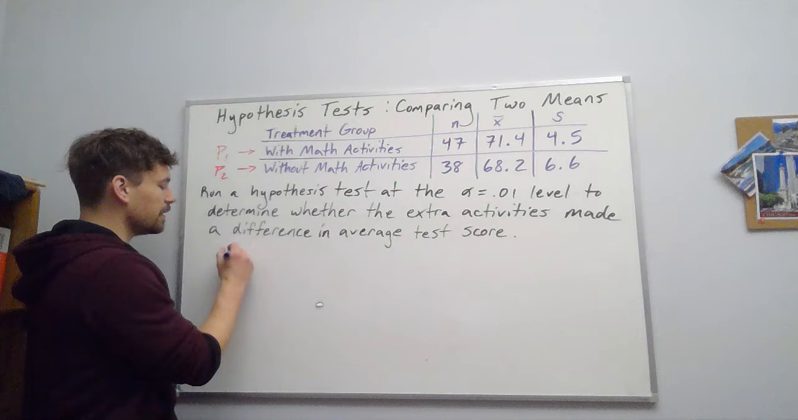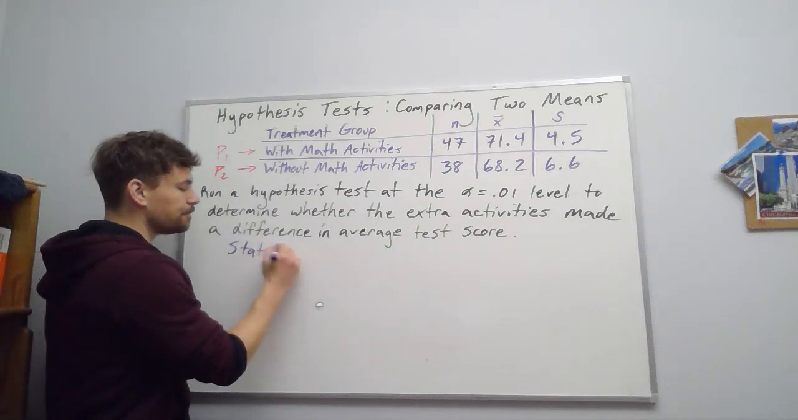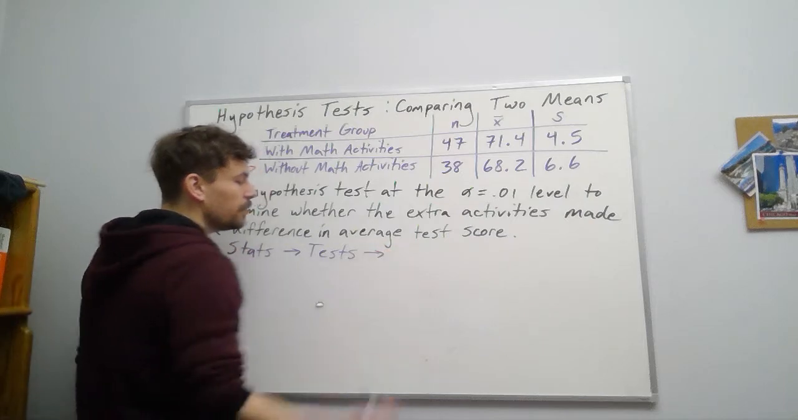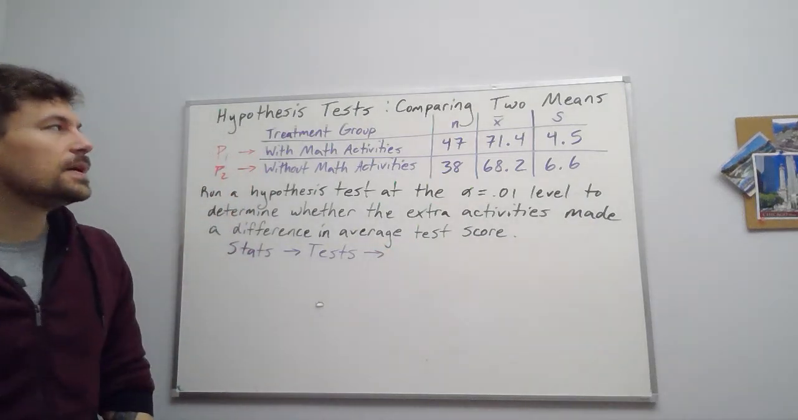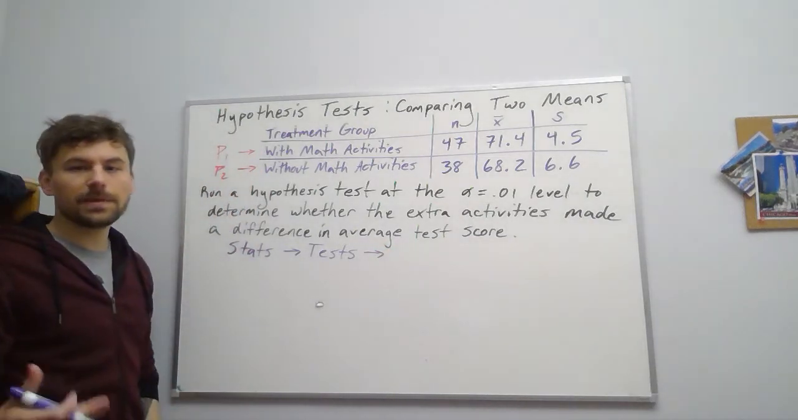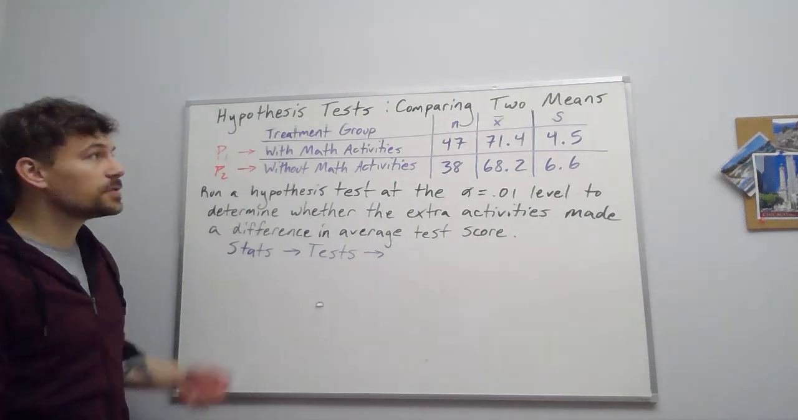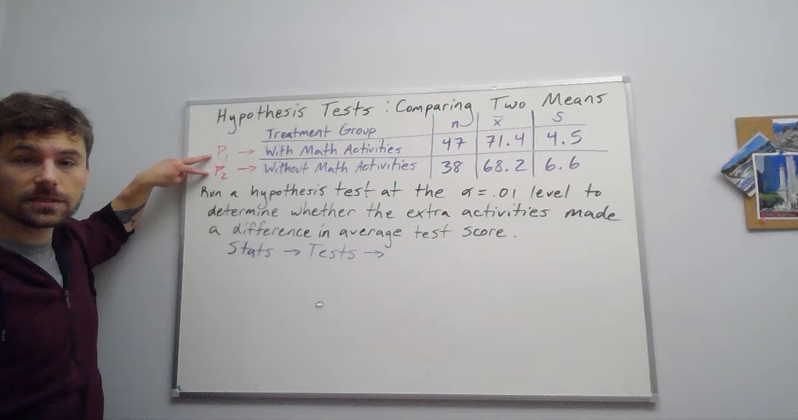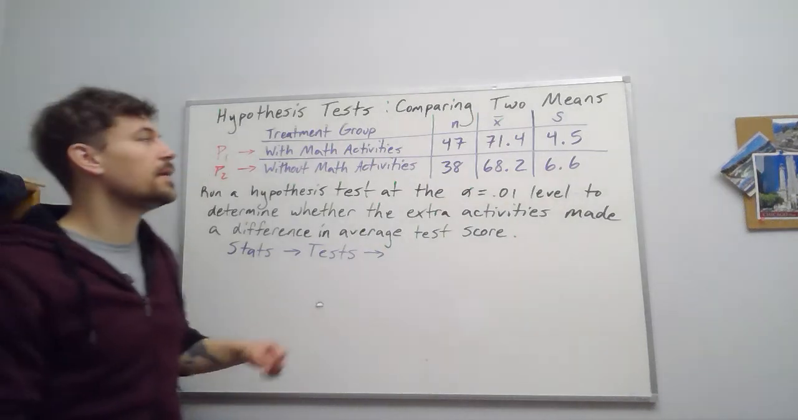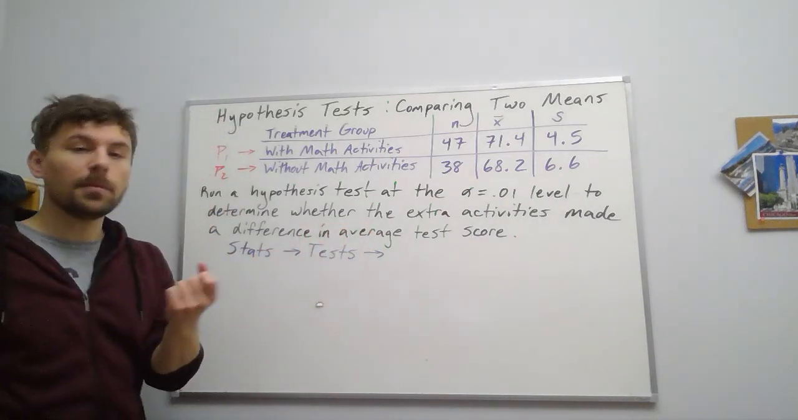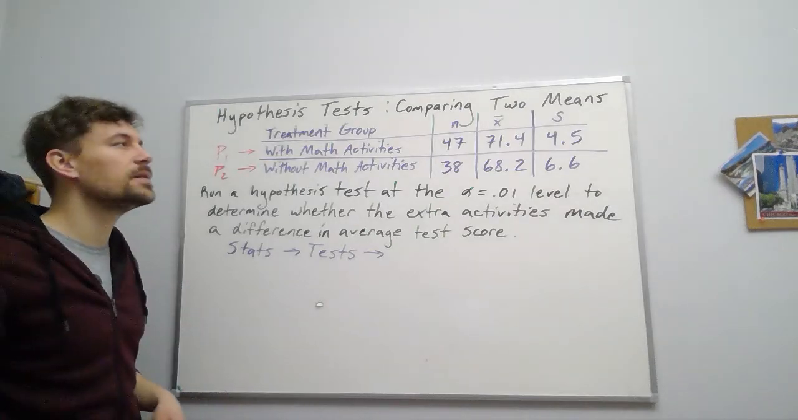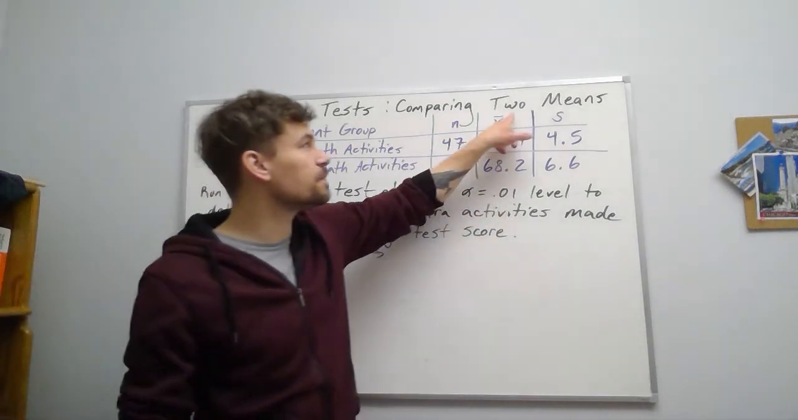So to find this, we're going to go to stats and then tests. Then we're going to figure out which of these tests works out best for us, which one makes the most sense. So for starters, we have two different means. We know that because two distinct populations, and there's no reason to pair up students in these groups. So this is not a paired situation. It's two distinct populations, two distinct means.